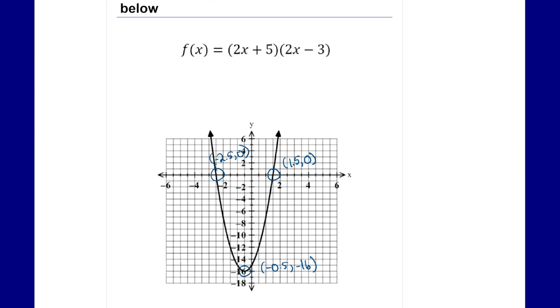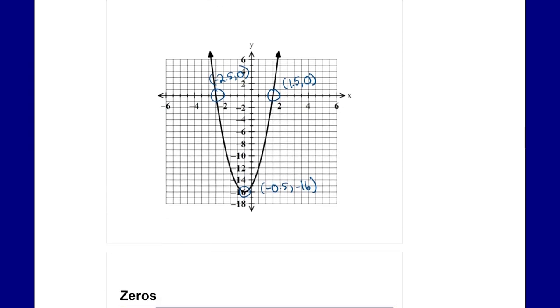We can see that given those 3 points, we could sketch a fairly good representation of what our quadratic looks like. And that's basically going to be the whole goal for this lesson: finding the x-intercepts, finding the vertex, and then using that to sketch.